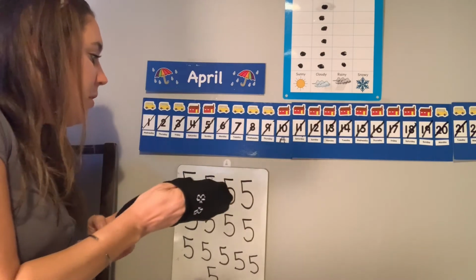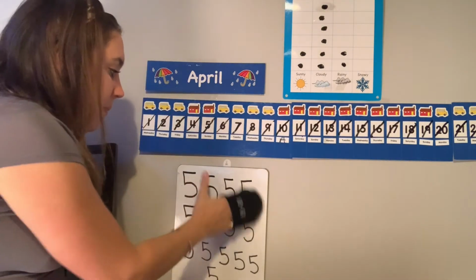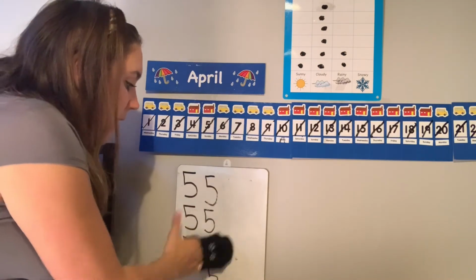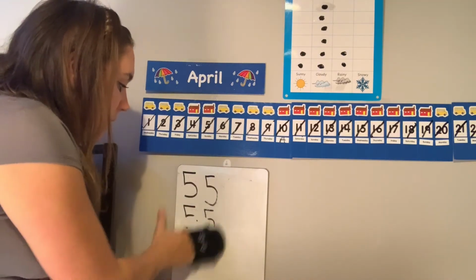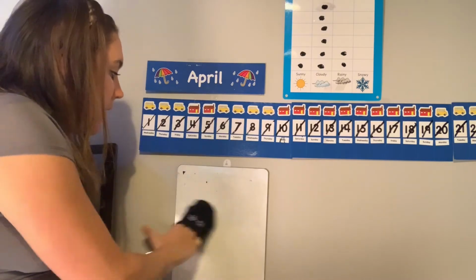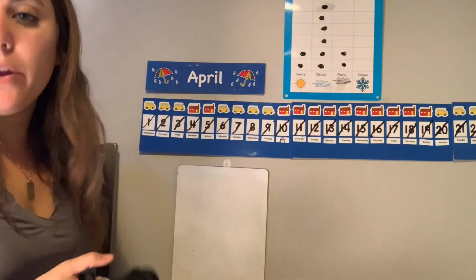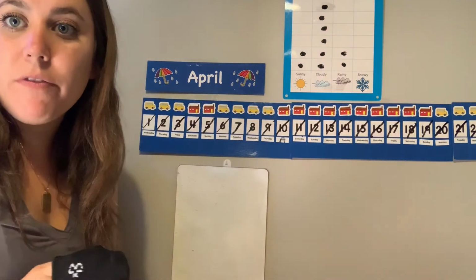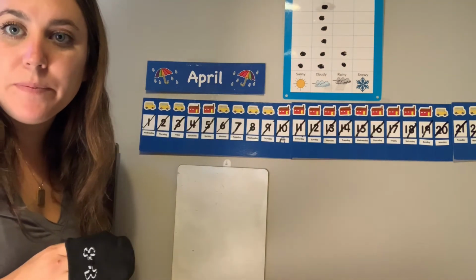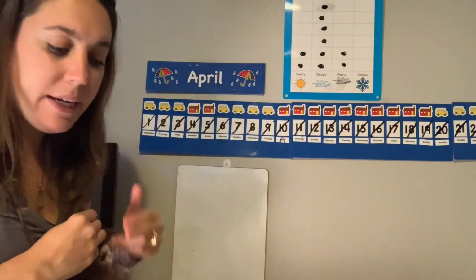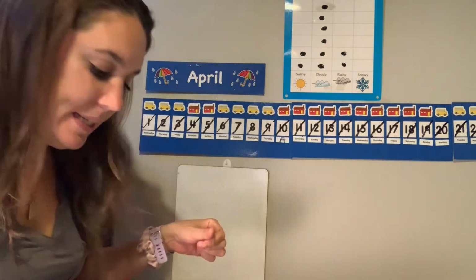All right, so I'm going to put my sock on my hand and erase my board for our next and last number of this video. What is our last number of this video? We've done 1, 2, 3, 4, 5. What's our next number? It's 6. Show me 6. It's the number 6. So we're going to practice writing the number 6.